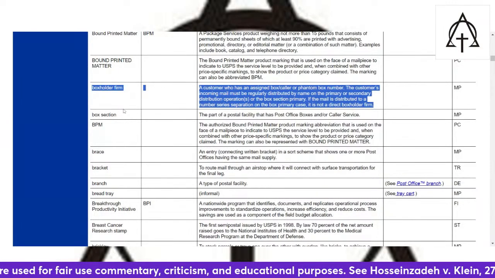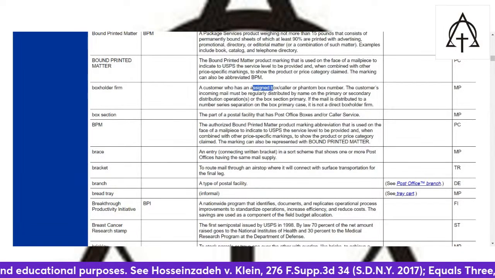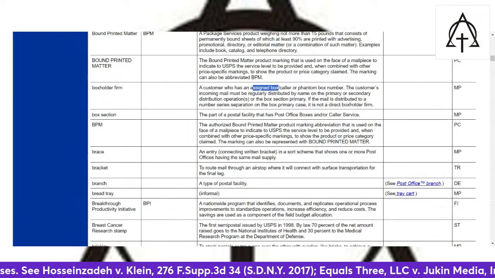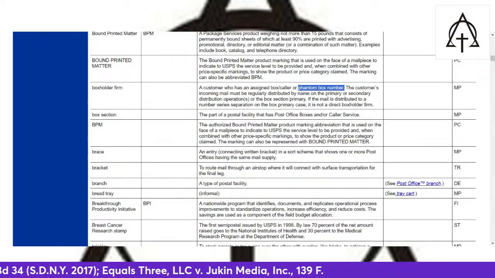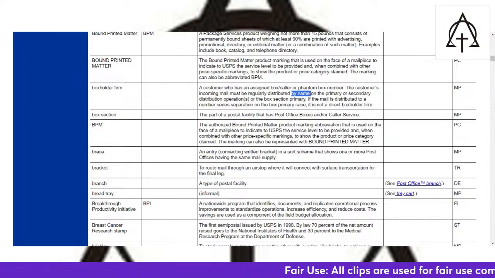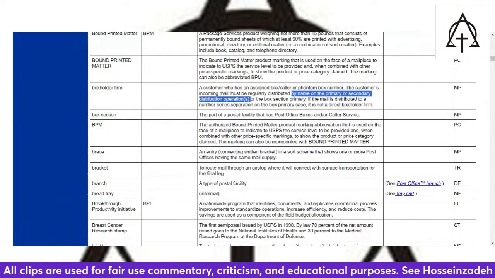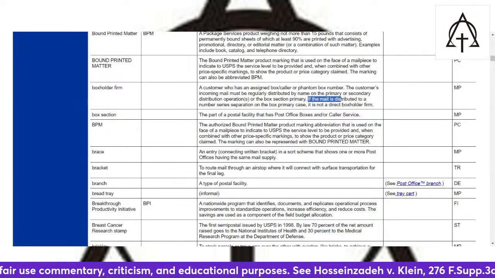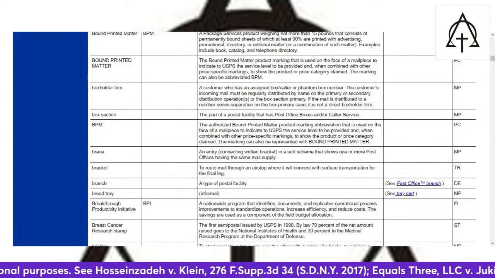Interesting one here, box holder firm. A customer who has an assigned box, caller or phantom box number. The customer's incoming mail must be regularly distributed by name on the primary or secondary distribution operations or on the box section primary.